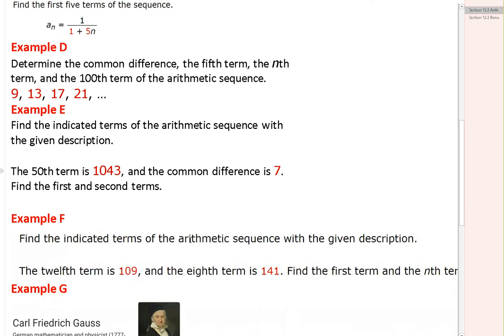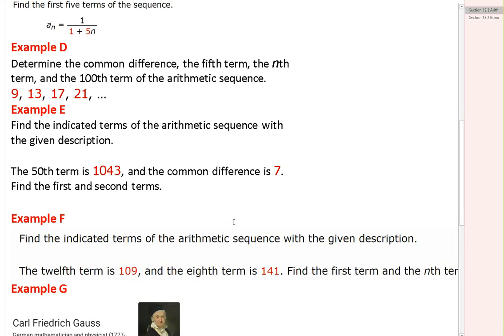It says determine the common difference, the 5th term, the nth term, and the 100th term. All right, so there's a lot to determine here. Let me start by writing down this sequence. So this is example D. 9, 13, 17, 21, etc. So I want to know what d is. I need to know what a sub n is. I need to know what a sub 100 is, and a sub 5.